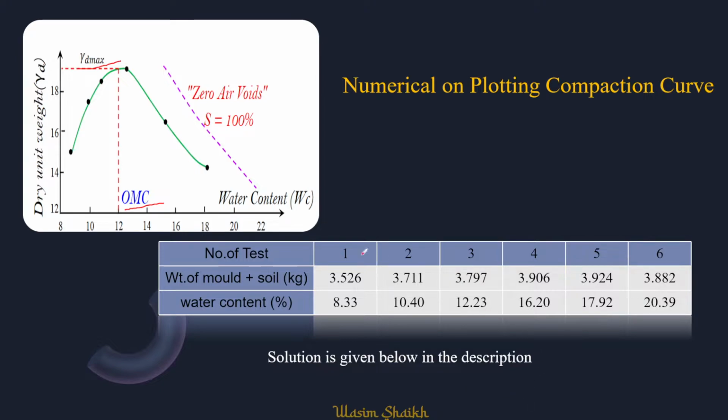The example that we are going to use is available over here, and this is part one of the video. In part two, we'll see how to draw the zero air void curve, the magenta line you see here. In part one, we'll only draw the compaction curve, and determine the OMC and the gamma D max. If you don't want to watch the entire video, you can go to the description below, where I have given the link for this solution.